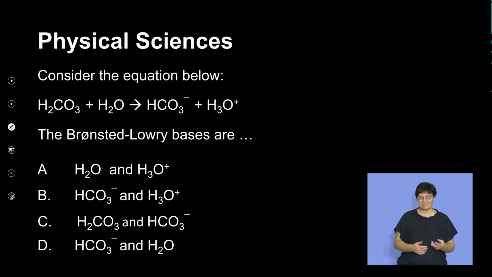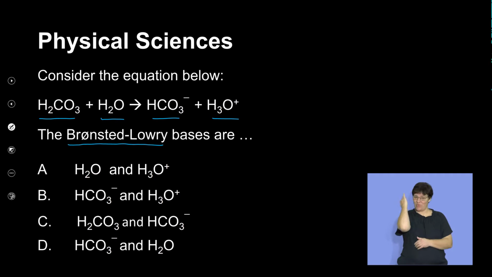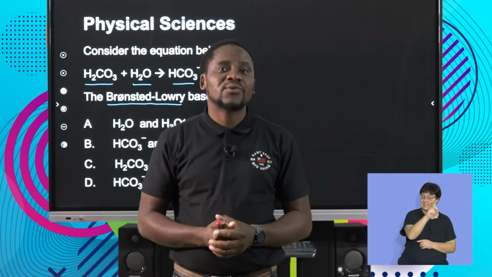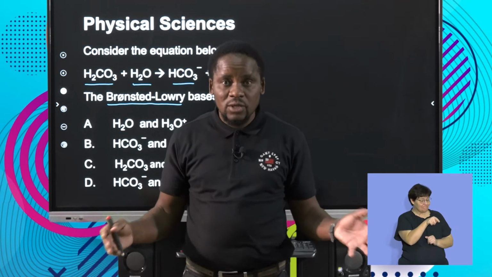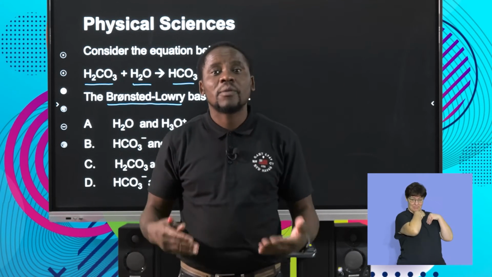Now let's look at the second multiple choice question. Consider the equation below. We are given a reaction between carbonic acid and water to give us hydrogen carbonate ion and hydronium ion. So the question says the Bronsted-Lowry bases are, so I'm going to underline Bronsted-Lowry. Now, this is about the theory of acids and bases. We need to remind ourselves once again, what are Bronsted-Lowry bases? These are proton acceptors. So once we know that, we are able to apply that knowledge.